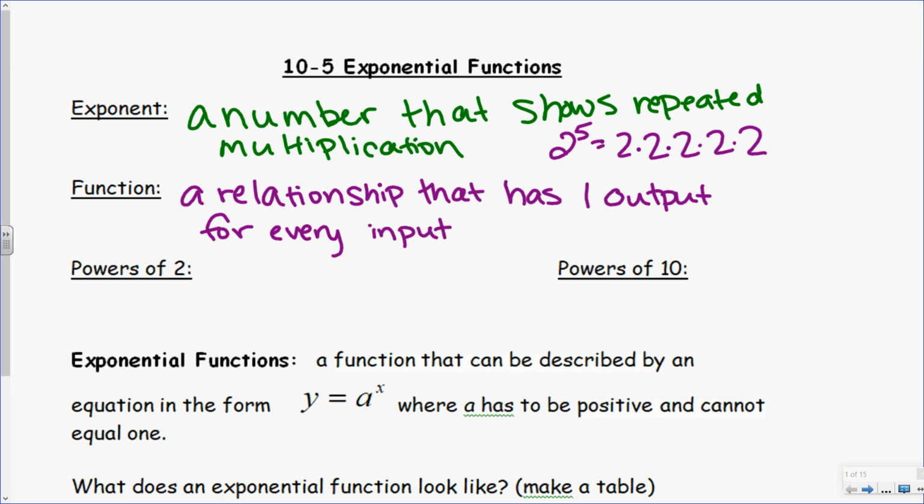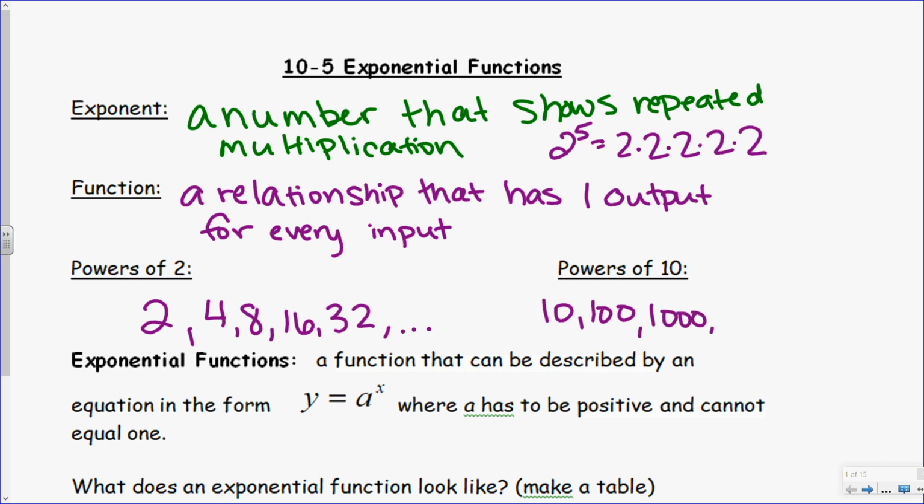Okay, powers of 2. So powers of 2, that is 2, 2 squared, and then my next one would be 2 times 2, which is 4, then 8, 16, 32, and I keep going on. Powers of 10, those are going to be 10, 100, 1,000, 10,000, and I keep going on.